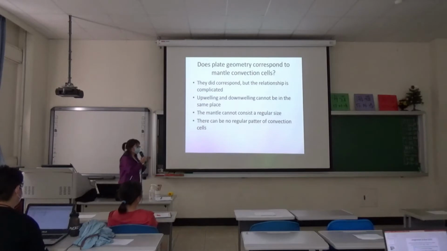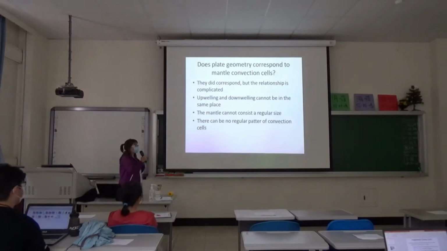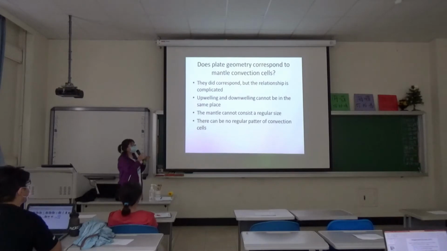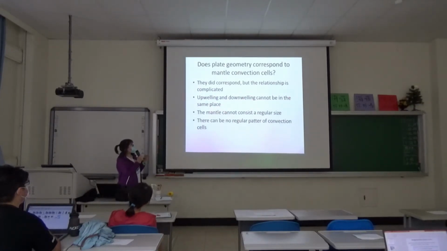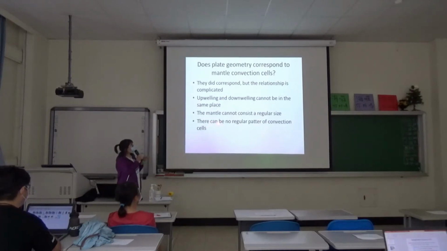In ideal thinking the convection cells are regular, but actually the mantle cannot consist of a regular size. And before I talked about passive upwelling, it might happen in other places, because the convection cells will not be a regular size. And the upwelling and downwelling cannot happen in the same place. There can be no regular pattern of convection cells. So this is the end of my talk.